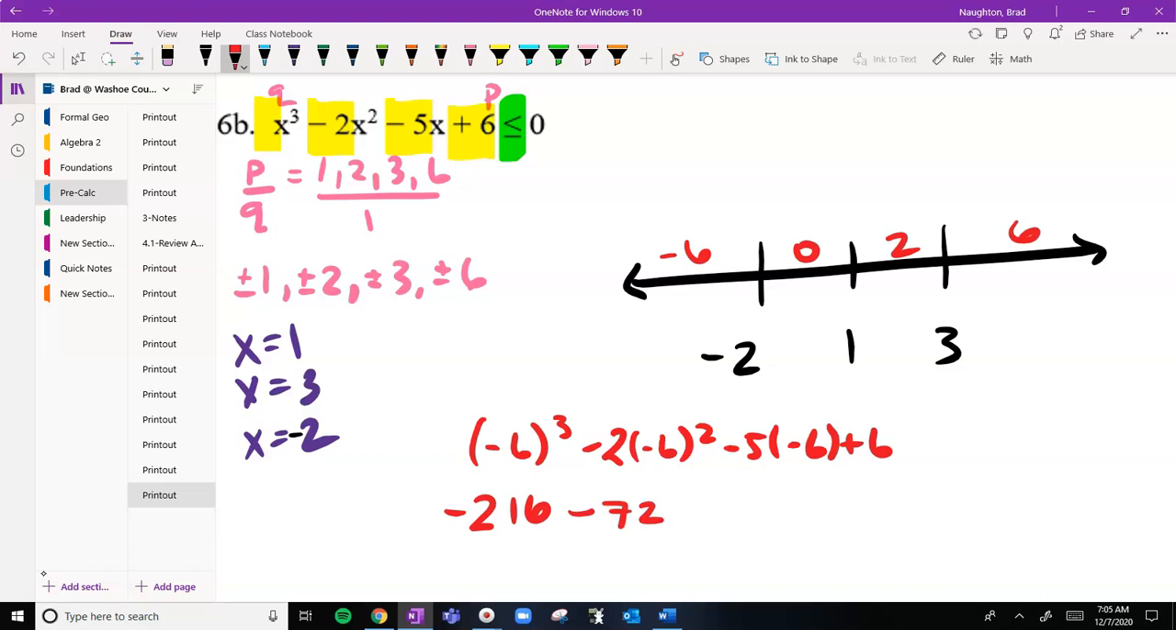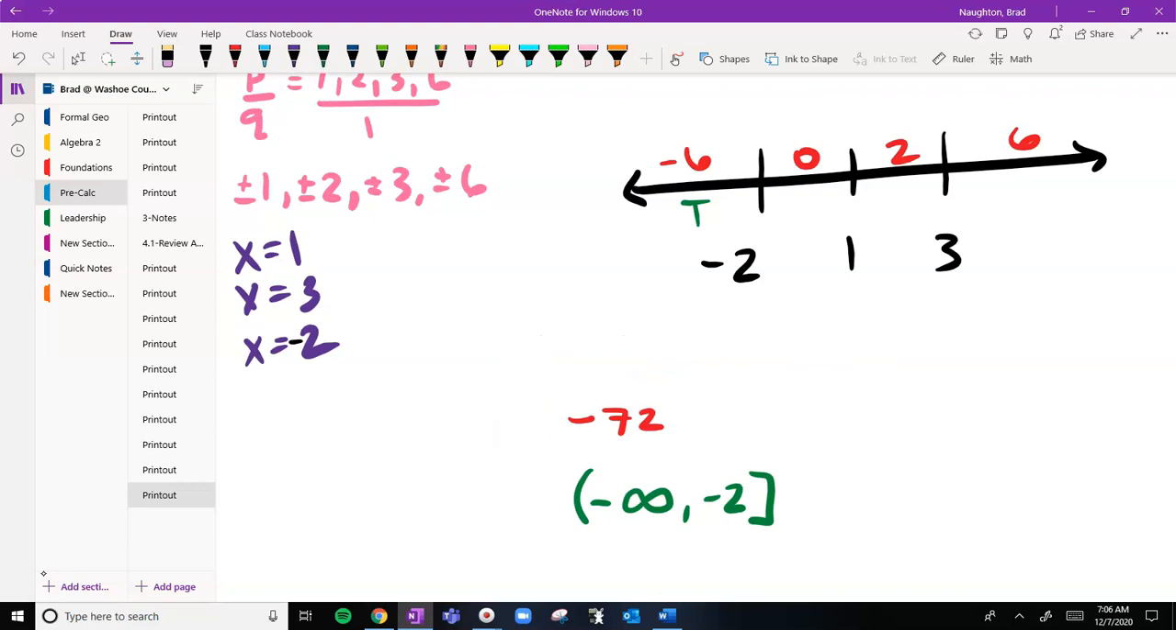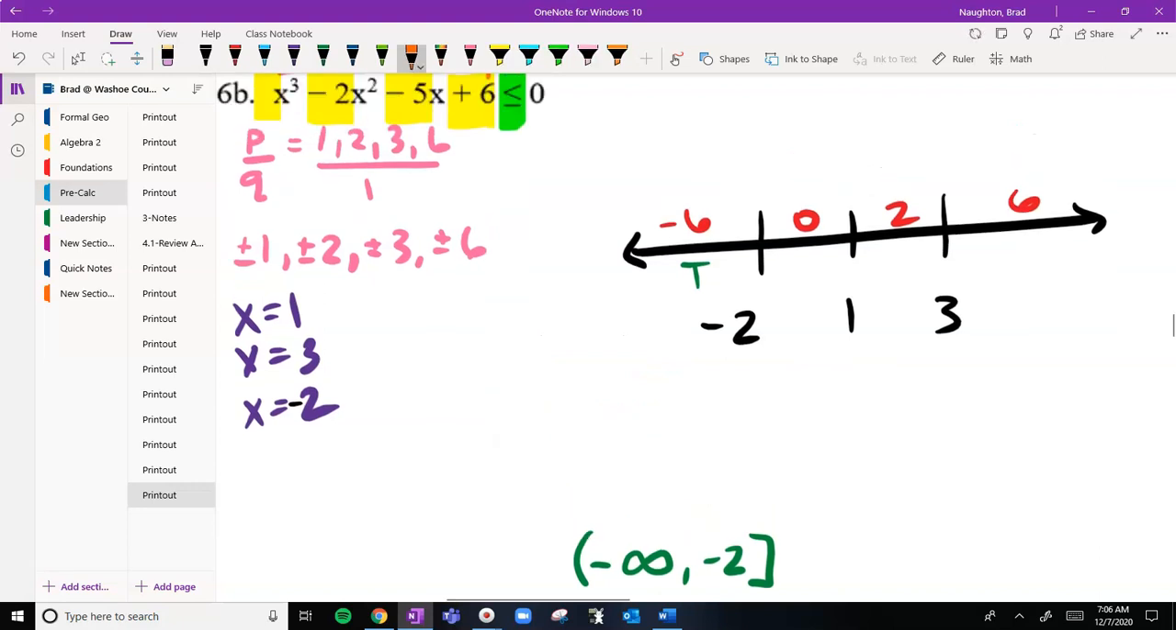It's getting even worse, so we can definitely say that because that's less than 0, this section is true. So we're going to say from -infinity to -2, and I'm going to put a bracket there because it includes -2. Alrighty, so I'm going to erase this and try my next one, which would be 0.